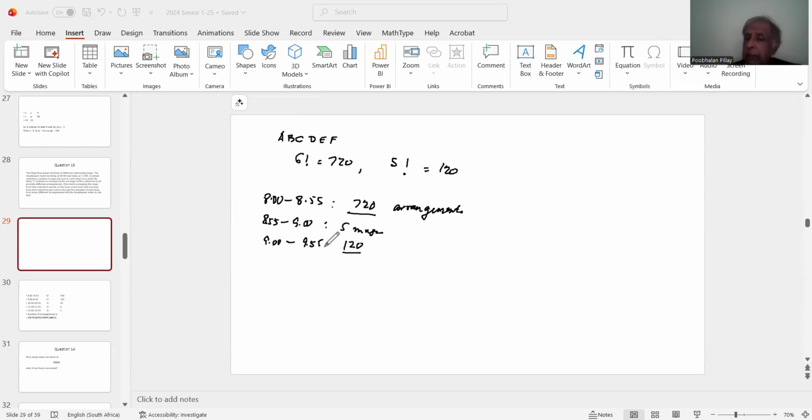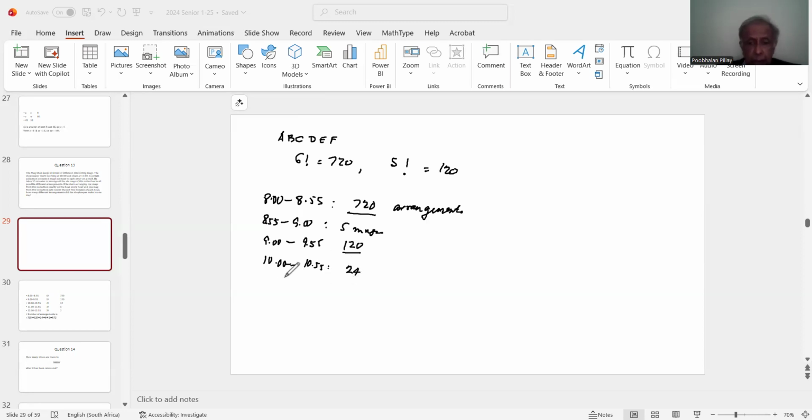Between 9:55 and 10 o'clock, he sold one, and from 10 to 10:55, he starts arranging the remaining ones. All right, so from the 5, it came down to 4. So you have to divide this by 5 to get 4 factorial. Okay, 4 factorial is 24.